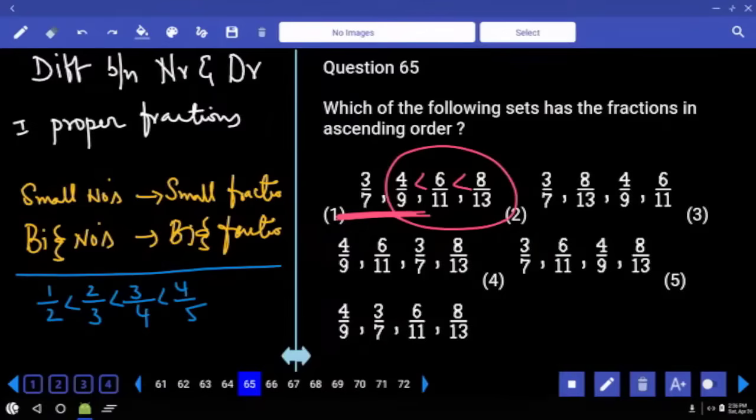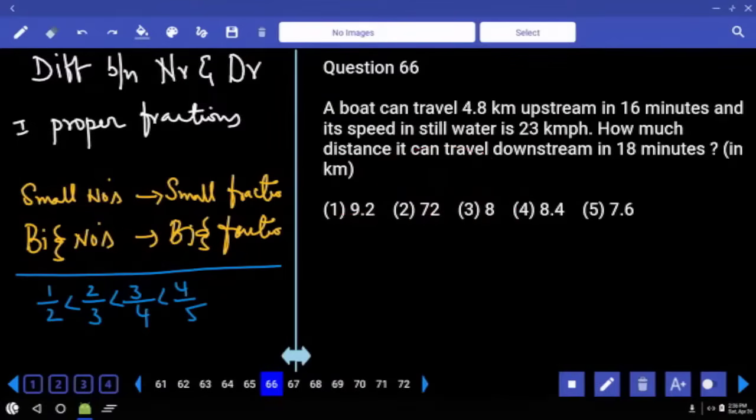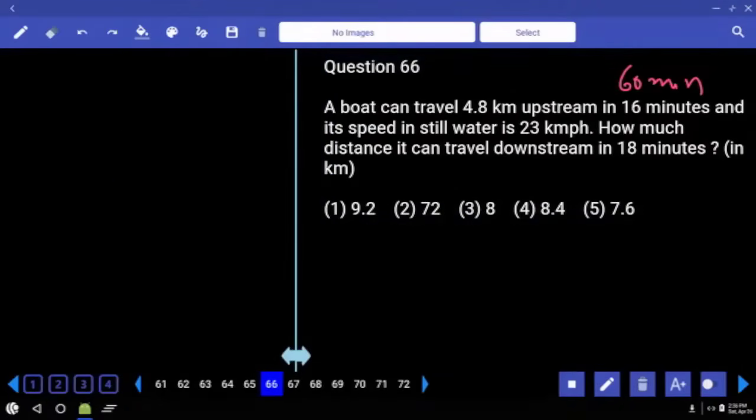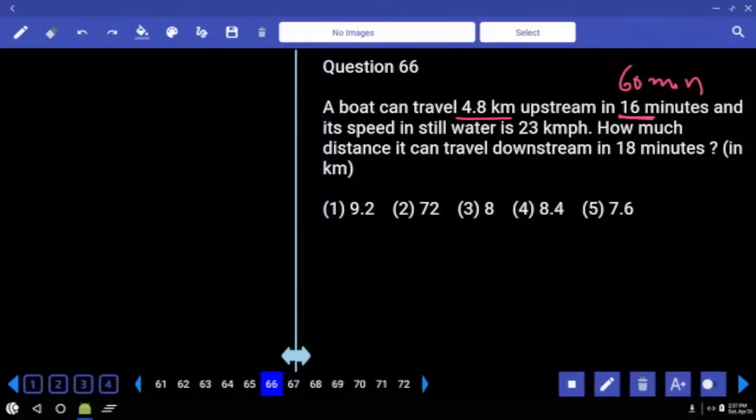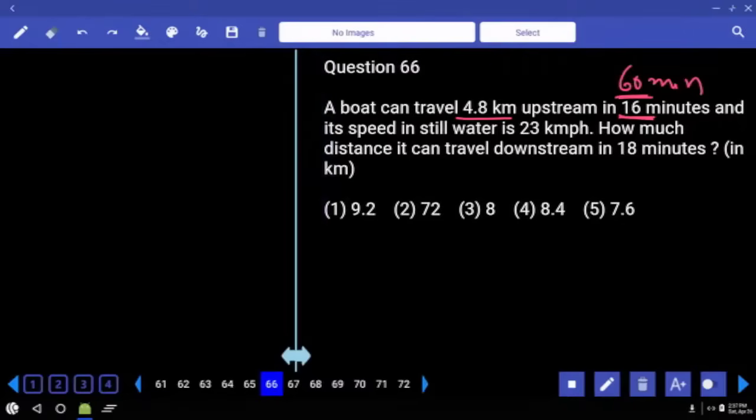Are you okay? A boat can travel 4.8 kilometers upstream in 16 minutes. In 60 minutes, I don't want to use a formula here. Instead of that, I would like to convert into 60 minutes. 16 and 4.8 relation. What is 10% of 16? 30% is 4.8 only. 30% of 60, 18. So upstream speed is equal to 18 kilometers per hour.